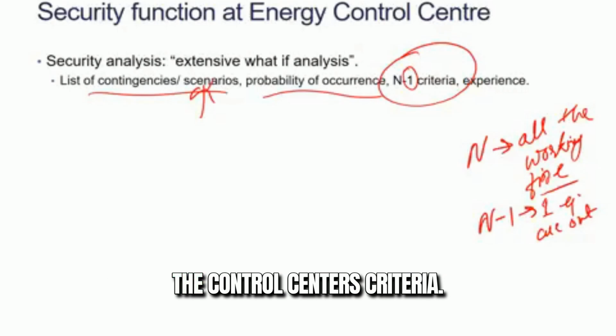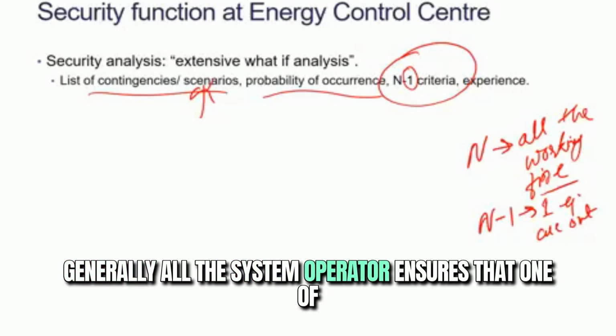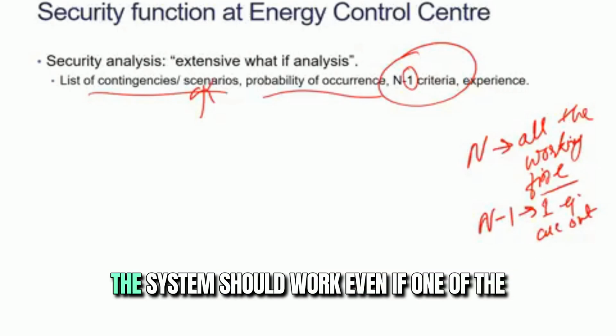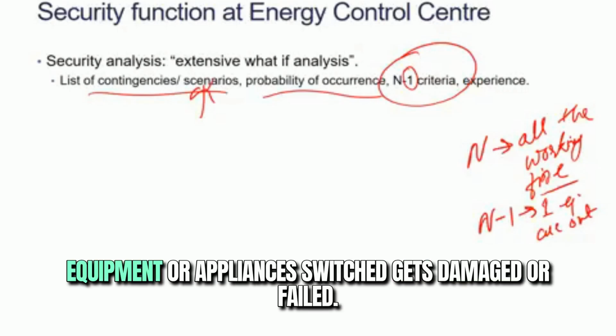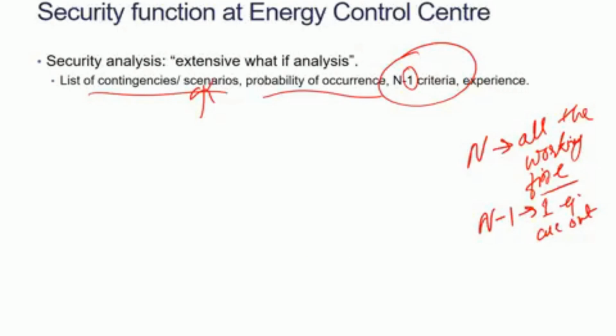That is the control centers' criteria. Generally, all the system operators ensure that the system should work even if one of the equipment or appliances gets damaged or failed.